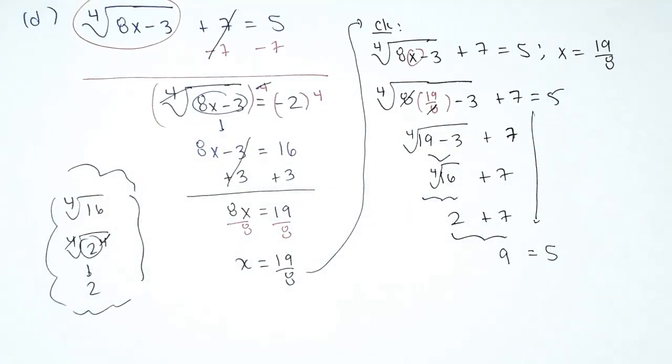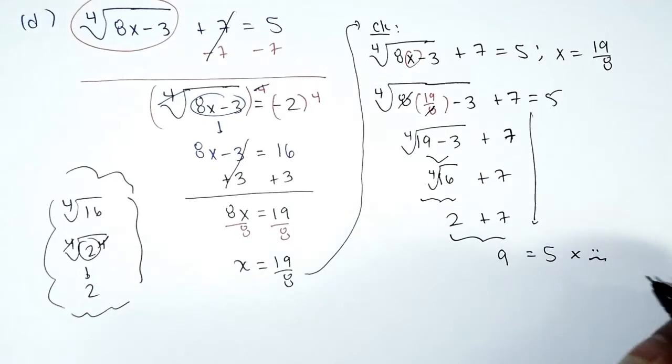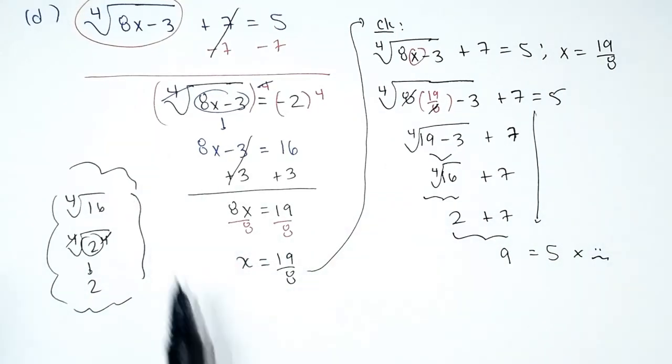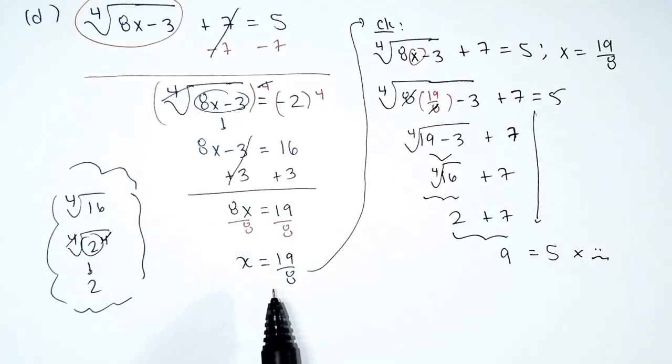So when we check our proposed solution, we have that 9 equals 5. I know that you know that 9 does not equal 5. That makes me sad. Okay, we trust our algebra. It didn't check out, so we're just like, okay, 19/8 is an extraneous solution.